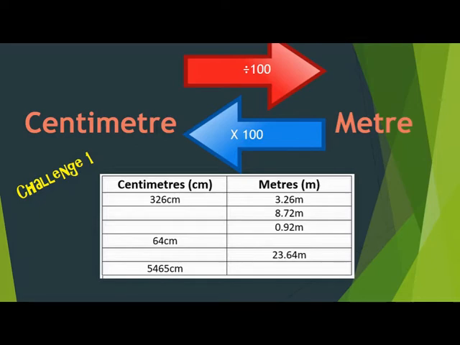Now, if we were going back, you'll see shown on screen, I've got the arrows just to help us so we know which direction we're going in. If you're trying to convert 8.72 metres into centimetres, you're going to be looking at the blue arrow. And you're going to need to multiply 8.72 metres by 100. Which number will you write down? Pause the video here and work it out.